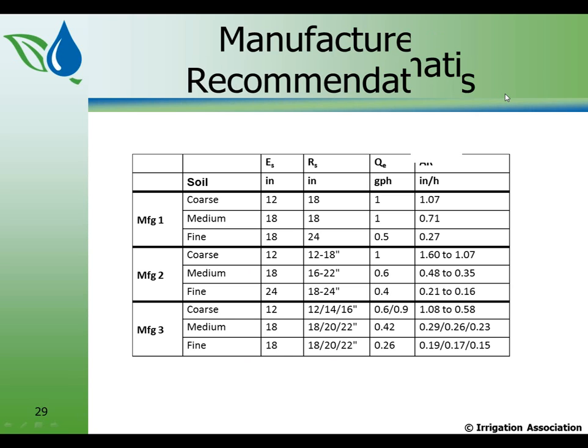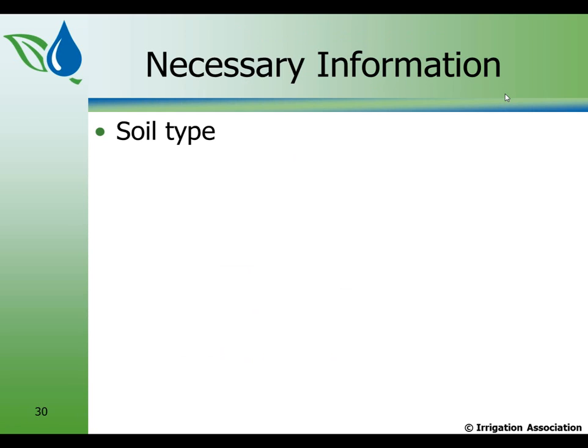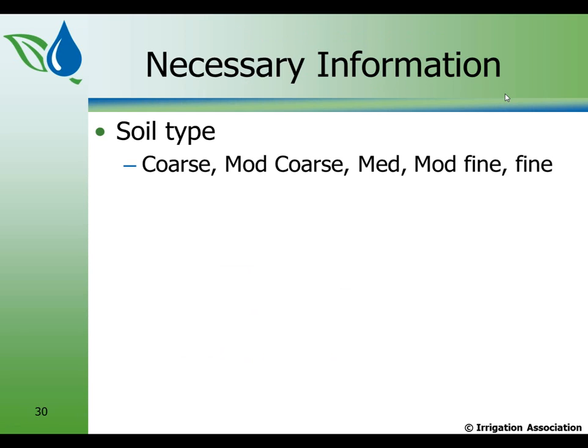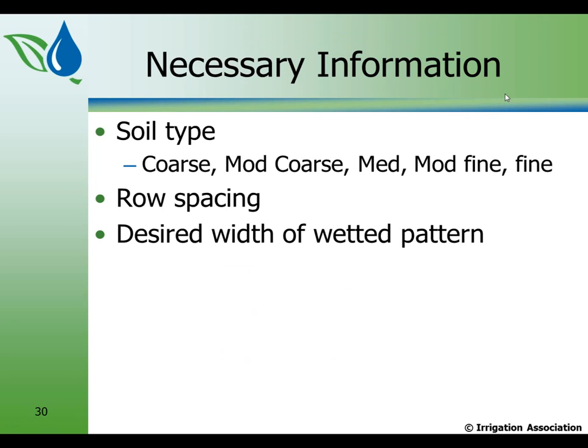Okay, now let's go to what the model does. And the model says, what information do you need to run this? First of all, you need to know the soil type. And we have characterized soils in 5 general categories in the Irrigation Association. That is coarse, medium coarse, medium, moderately fine, and fine. The next thing we need to know is row spacing. And generally, that's dictated by the geometry of whatever you're applying water to.